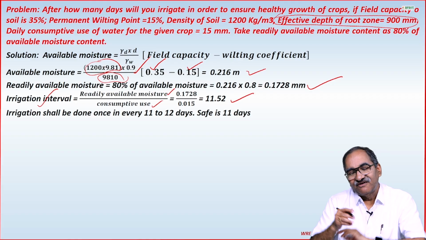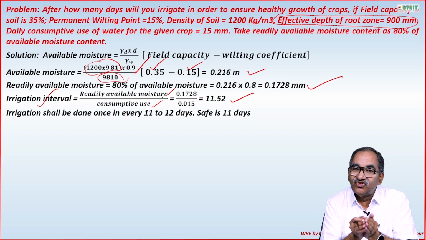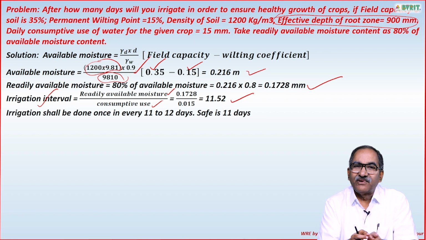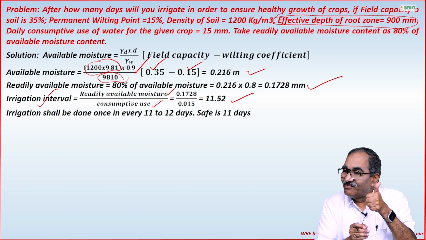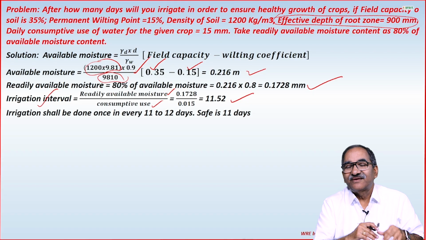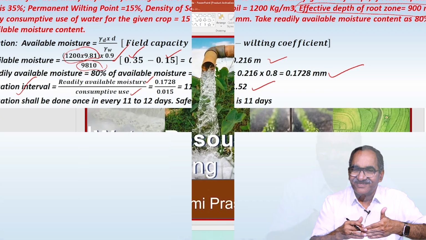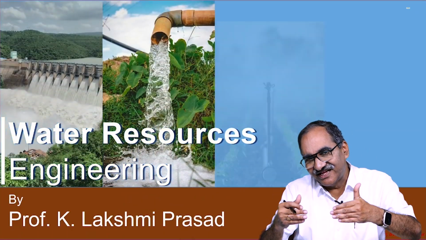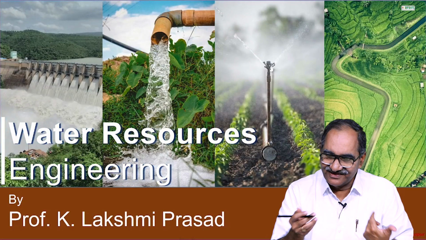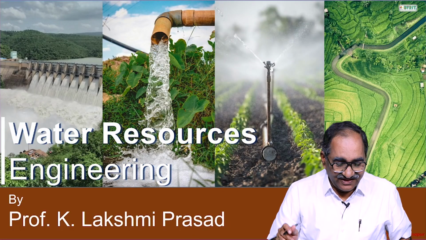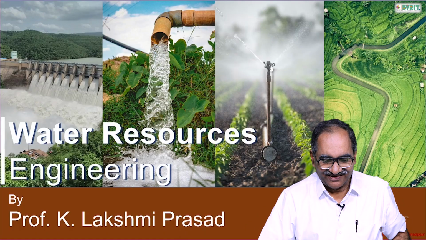But what does that mean? The readily available moisture is consumed because of evaporation and transpiration, and it is consumed in 11.5 days. That means after 11 days, you need to again supply the water. Like that, for every 11 or 12 days, you need to supply water to the crop. So 11 days is safe. This is the thing. With that, we have completed the problems in this particular topic.